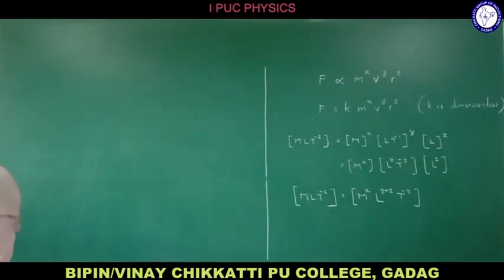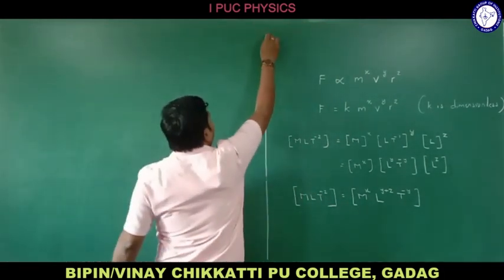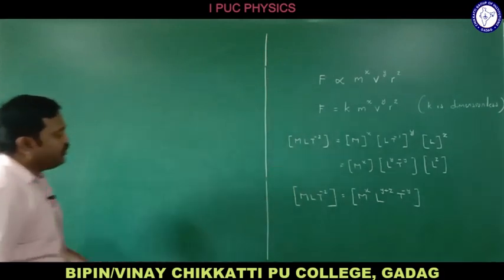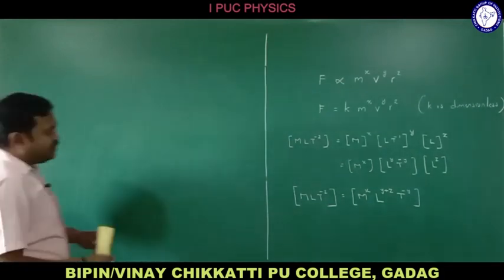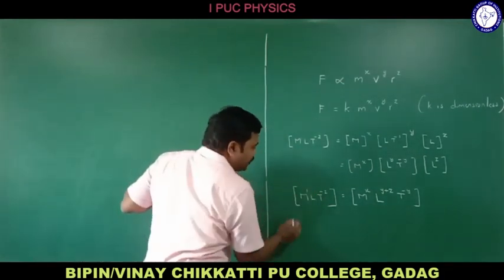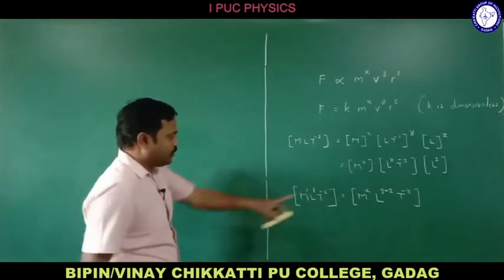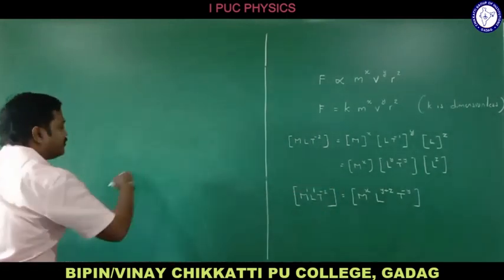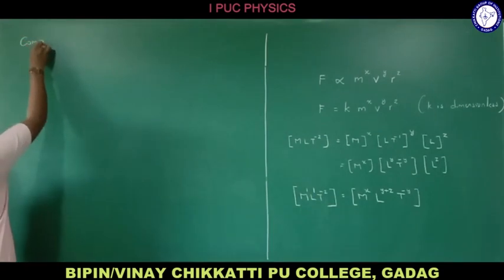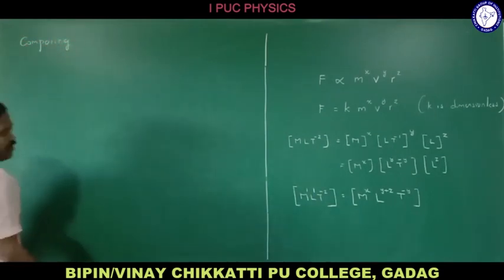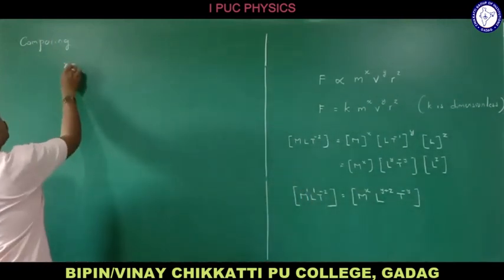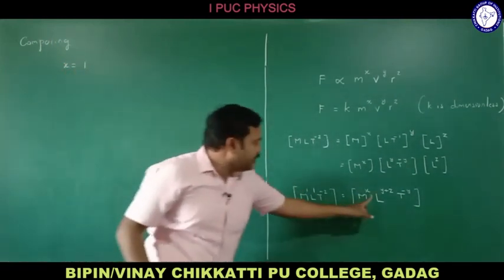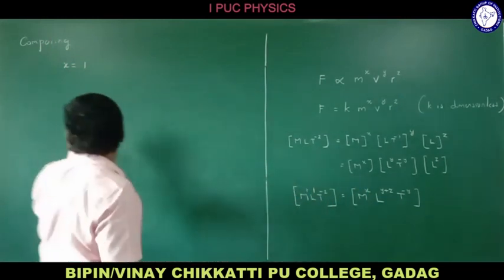Now we have M L t raised to minus 2, and we are equating those two. So comparing these two, what do we get? Let us check it out. Power of m is 1, power of L is 1, t raised to minus 2. Let me compare now here. Here m raised to x, here m raised to 1. So x is equal to, shall I take 1? Yes. x equal to 1. That is what you have written.